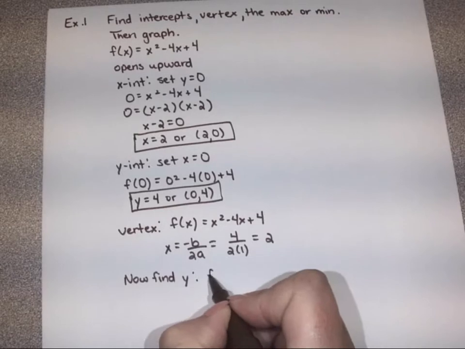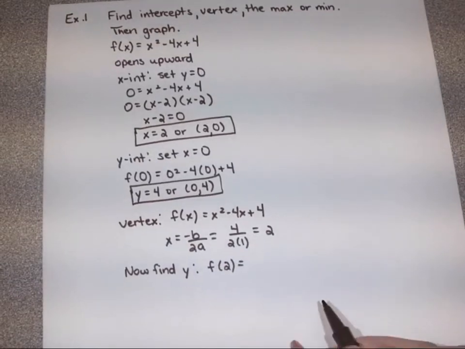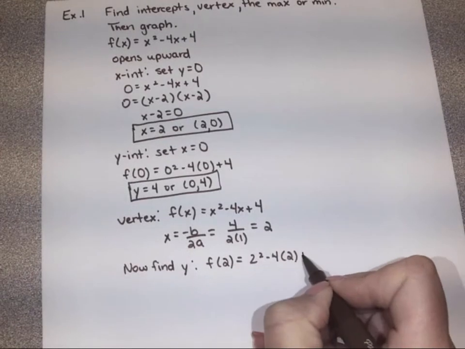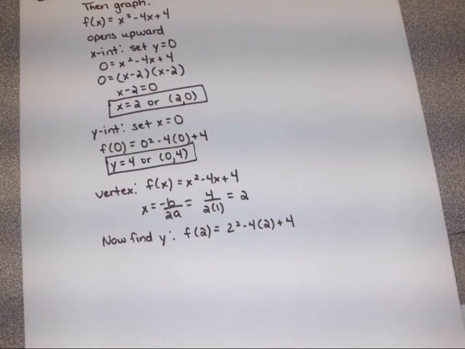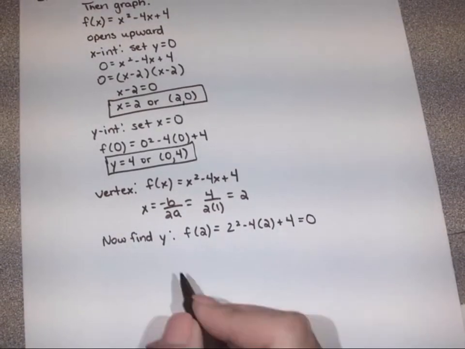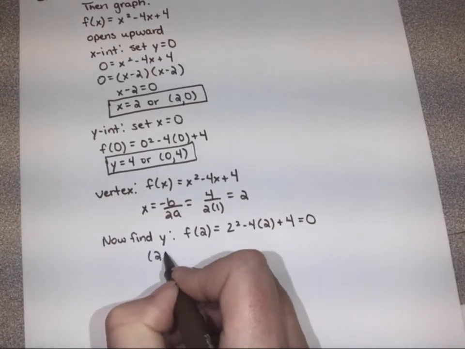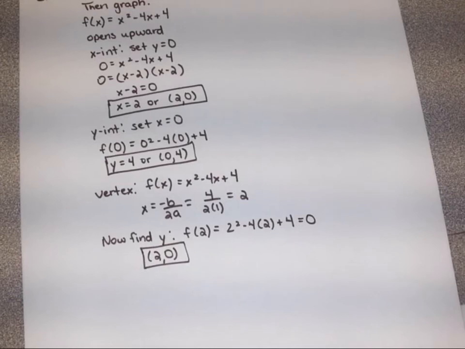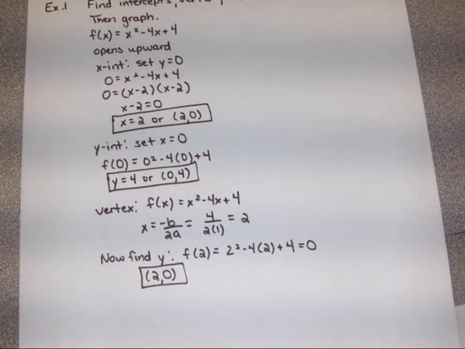So now we want to find the y partner to that. You might already know it, but let's go ahead and find it anyway. So 2 squared minus 4 times 2 plus 4. If we do exponents first, we get 4 minus 8 plus 4, which is just 0, right? So notice we end up getting a vertex of (2, 0). But what do you notice about that point? Yeah, we already had it, but we would still need to figure it out if MyMathLab was asking you for all the components.